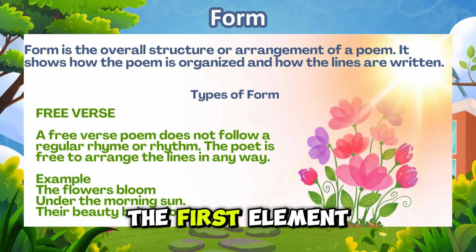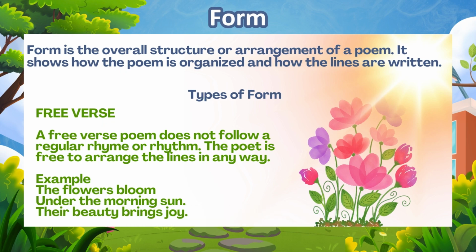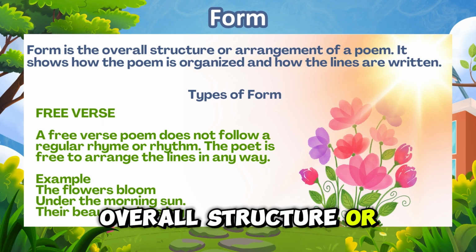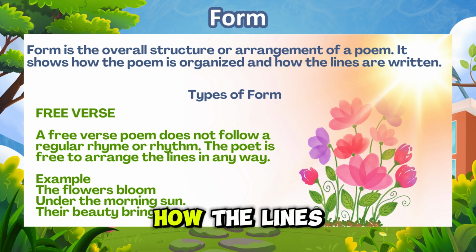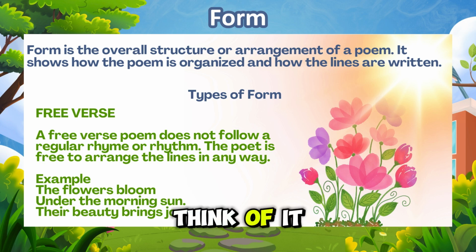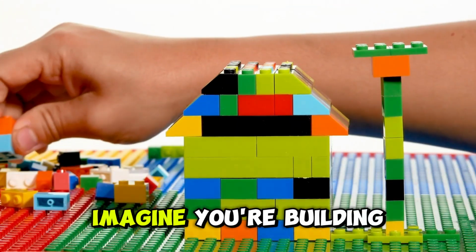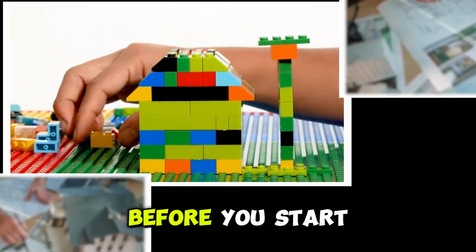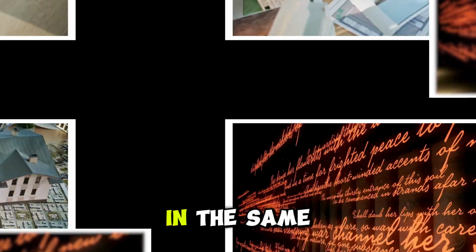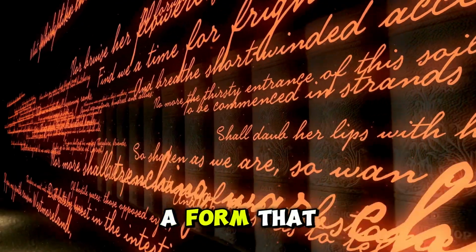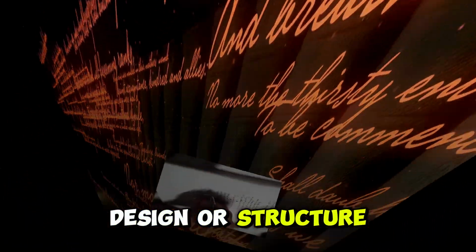Let's begin with the first element of poetry, form. Form is the overall structure or arrangement of a poem. It tells us how a poem is organized and how the lines are written. Think of it this way. Imagine you're building a house. Before you start building, you need a plan or a design. In the same way, every poem has a form that serves as its design or structure.